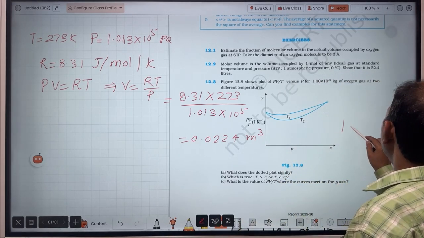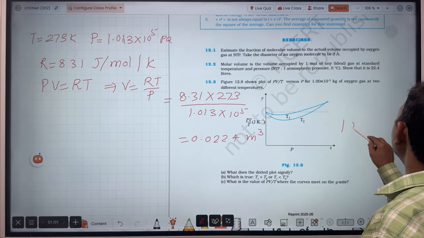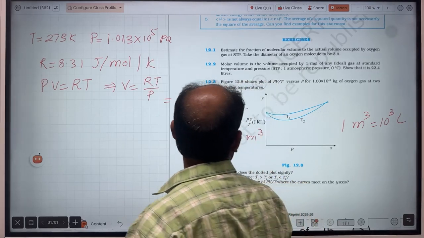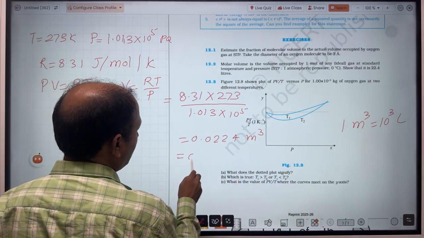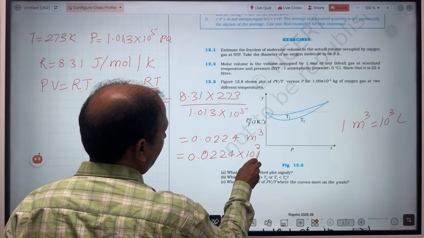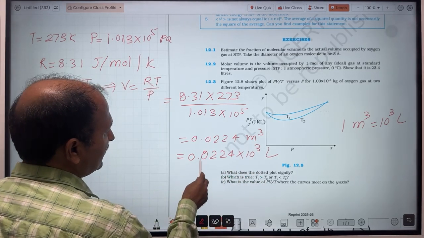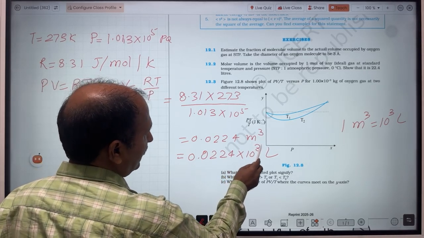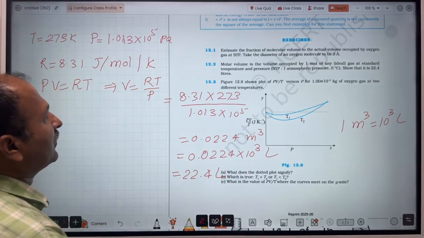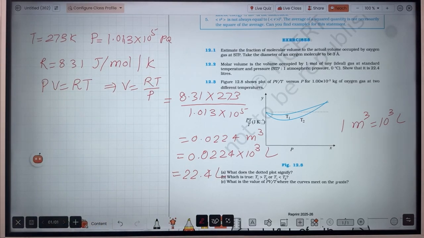And if you remember, 1 meter cube is 1000 liter, 1 meter cube is 10 power 3 liter. So in place of meter cube, we can write 10 power 3. So 0.0224 into 10 to the power 3 liter. We can shift the decimal places forward because of this positive power. So we will get 22.4 liter. So it is a simple question. Now we are going to see the next question.